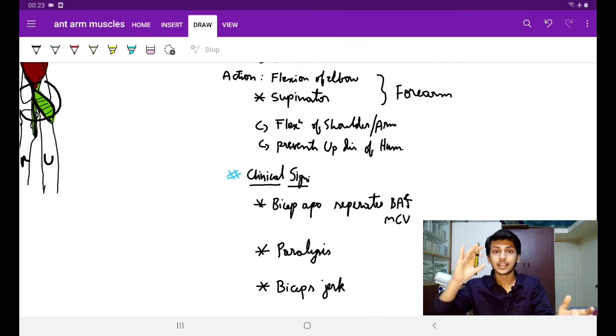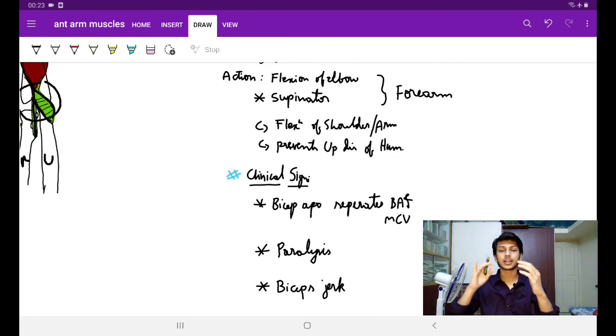Why? Because they come from the upper trunk of the brachial plexus. Now the upper trunk has C5, C6, and the middle trunk is also forming. So the lateral cord of the brachial plexus will have the root value C5, C6, C7, but more contribution by C5, C6 to the biceps muscle.